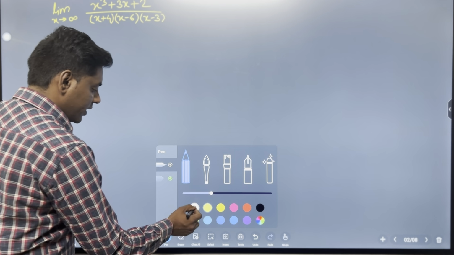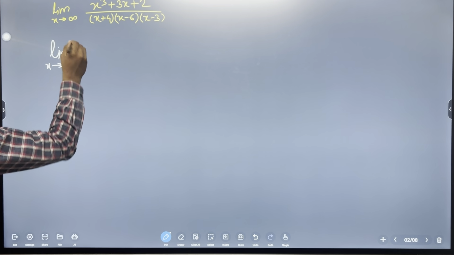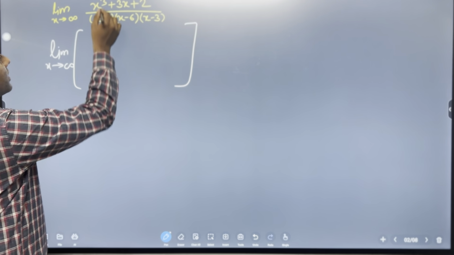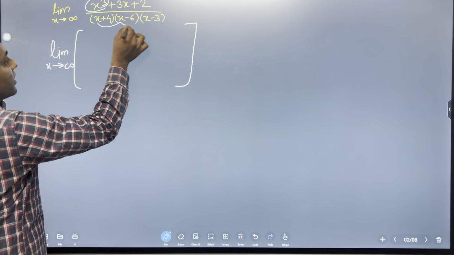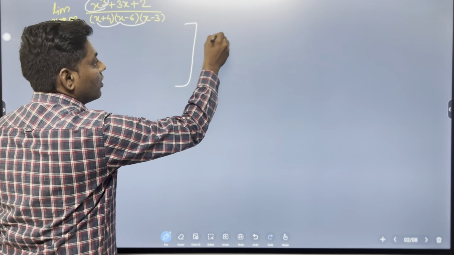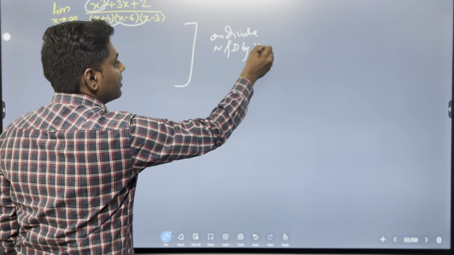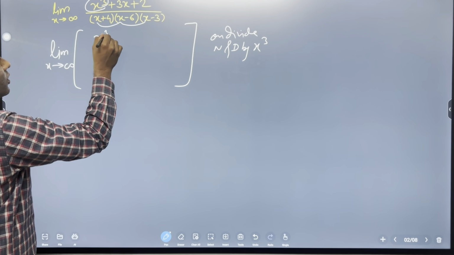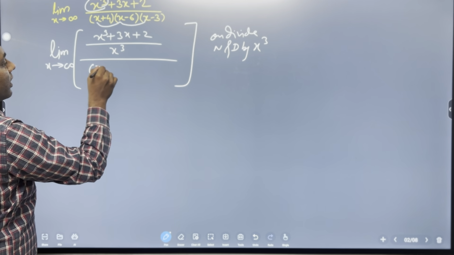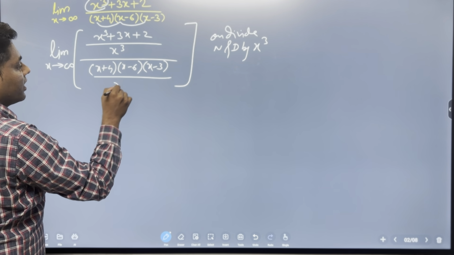The second example is again very easy. Similarly, we have to solve limit x tends to infinity. Clearly observe that the highest power is x cube, x into x into x. So we have to divide numerator and denominator by x cube. The numerator is x cube plus 3x plus 2, divided by x cube, and the denominator is x plus 4, the bracket x minus 6, and x minus 3, divided by x cube.